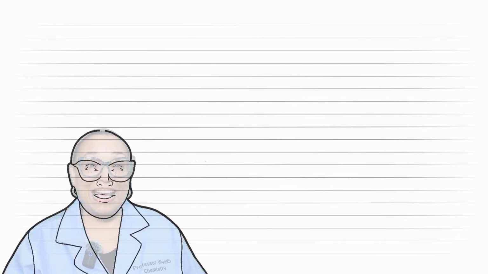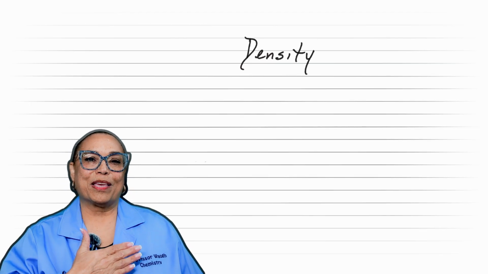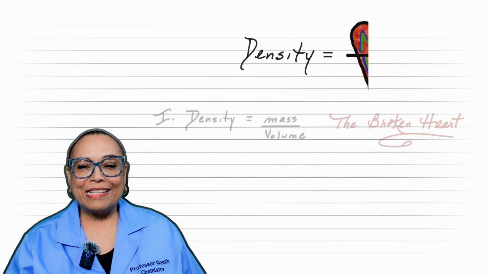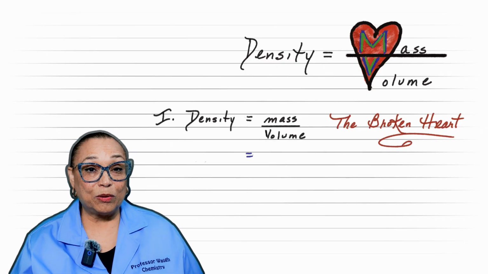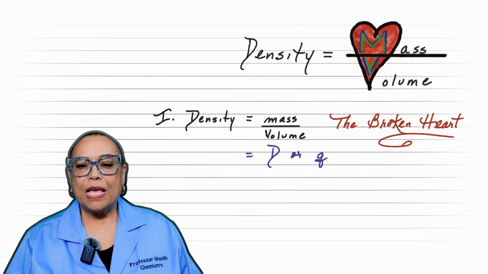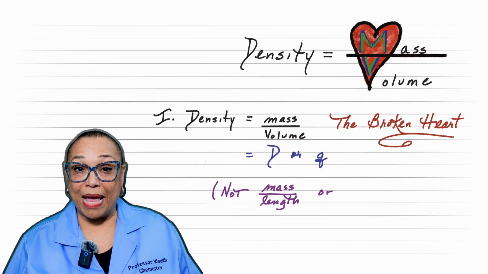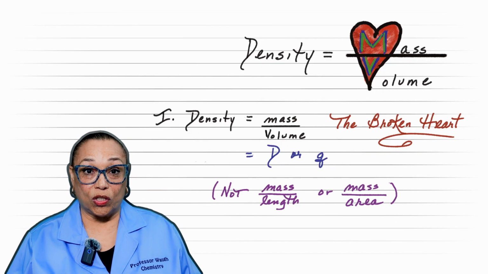Now let's talk about density. Density is the broken heart, mass over volume. So it's represented by the capital D, and sometimes I've seen it as a small q as well. Not mass over length or mass over area, it's always mass over volume.